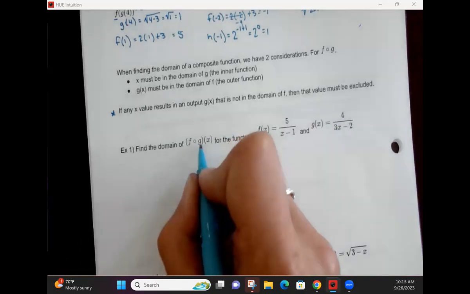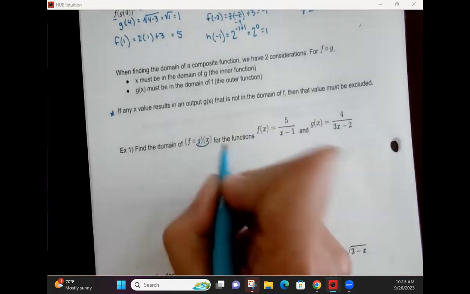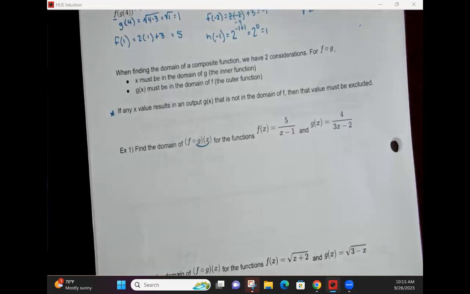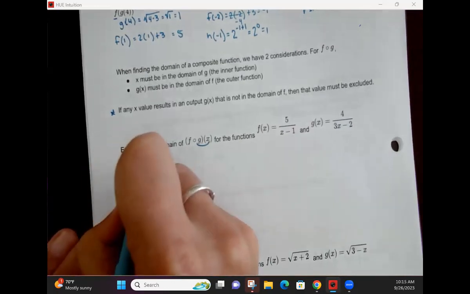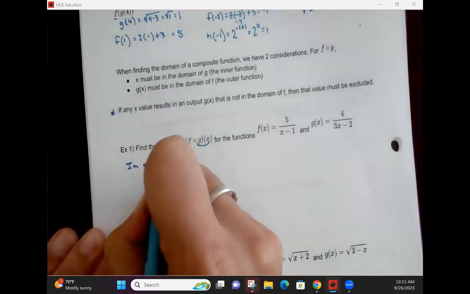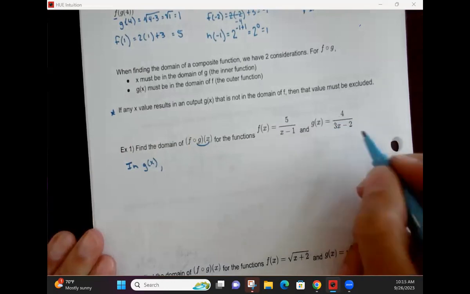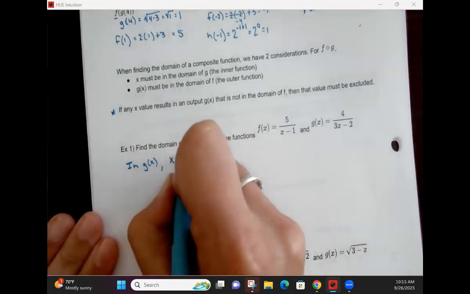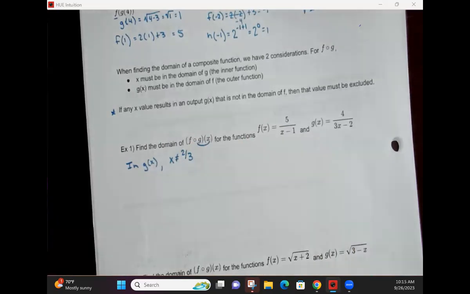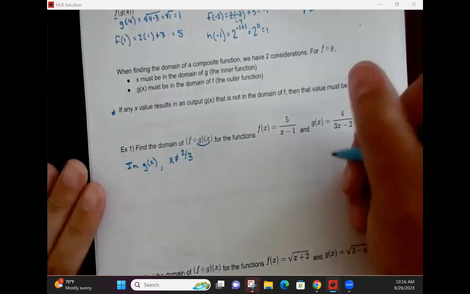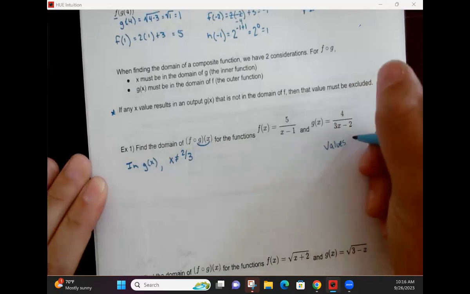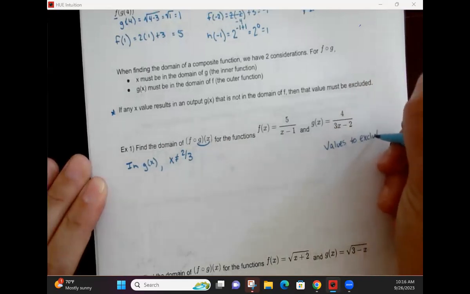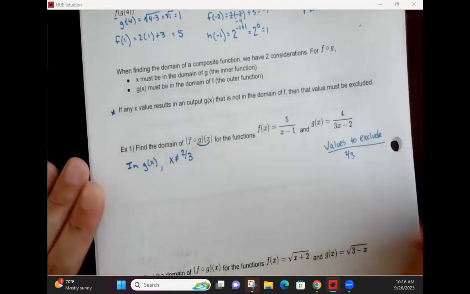Now we are looking at f of g of x. So that means g of x is our inside function. I'm going to start with that inside function. So in g of x, are there any values that I cannot have in the domain? What do I need to exclude? 2/3. X cannot be 2/3. In g of x, x cannot be 2/3. Okay. So right out of the gate, I have to exclude 2/3. And I'm going to just make that note to myself over here. Values to exclude: 2/3. Can't have it. Can't do it.